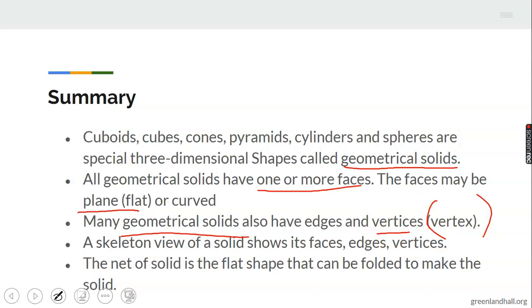Now, a skeletal view of a solid shows its faces, edges, and vertices, just like the assignment and activity you are to do. You have to draw out the edges, then fold along the edges to form the vertices. Now, the net of a solid is the flat shape that can be folded to make the solid.